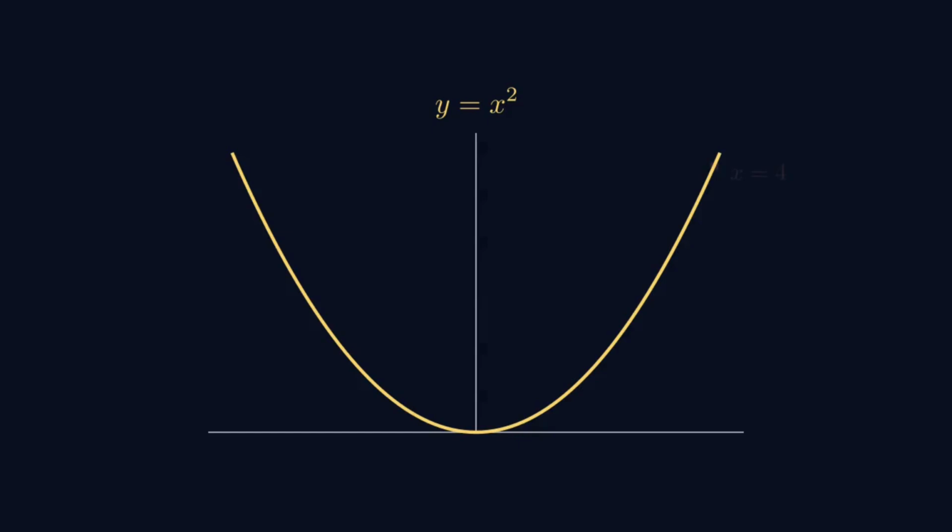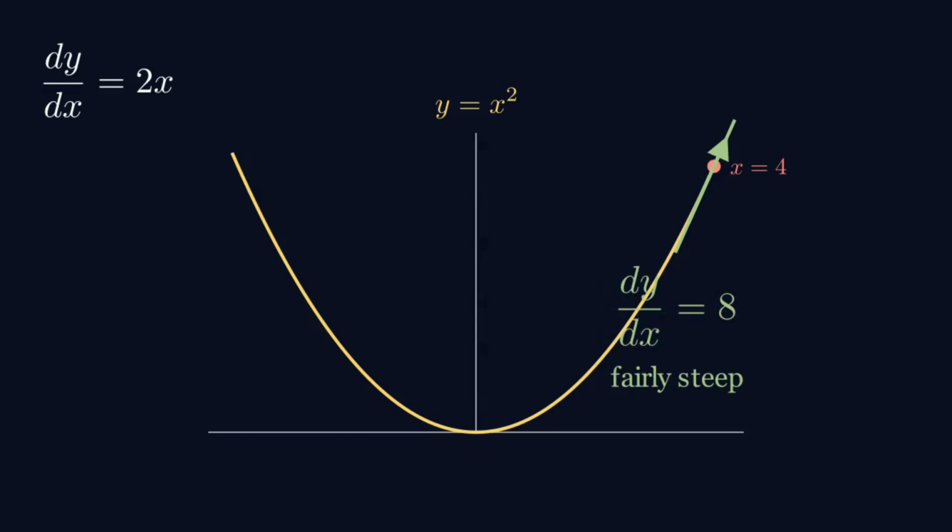The first thing gradient descent needs to know is how steep the hill is at our current position. We can calculate that using the derivative. For this function, dy/dx is equal to 2x, and since we're at x equals 4, the slope is 2 times 4, which is 8. That's a fairly steep hill.